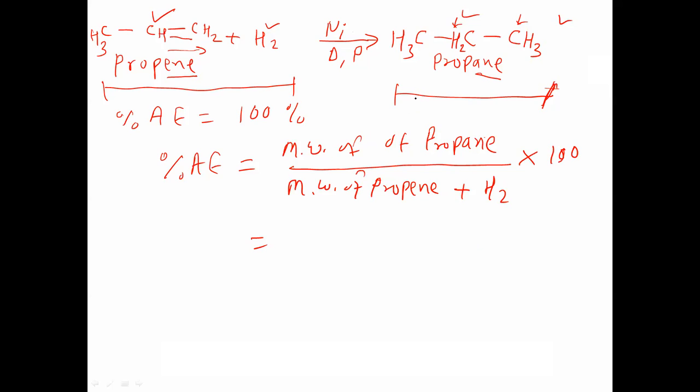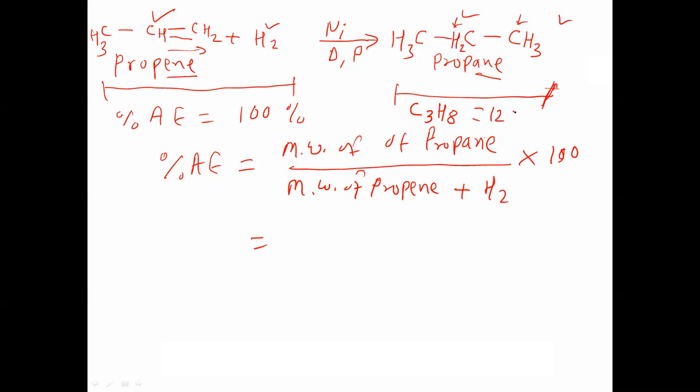Means just writing molecular formula. Molecular formula कसा काढतात? C. Carbon किती आहे? 3. C3. Hydrogen 3. 3 6 plus 2. Means how much? 8. C3H8. Correct. You're right. C3H8. So C3 means what?